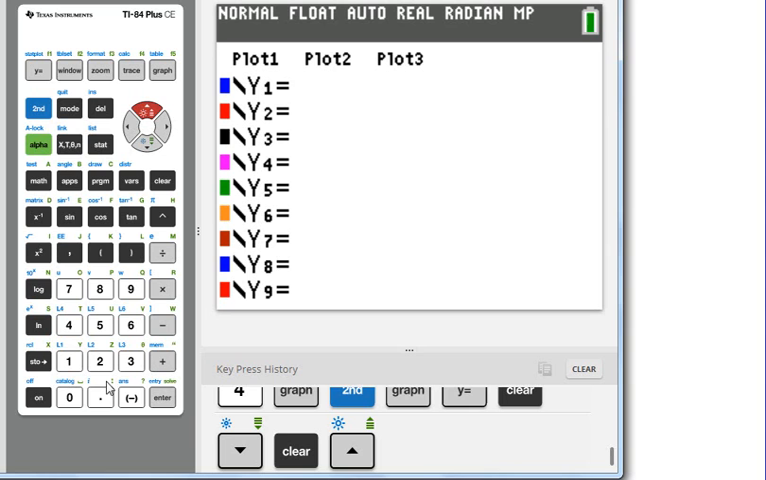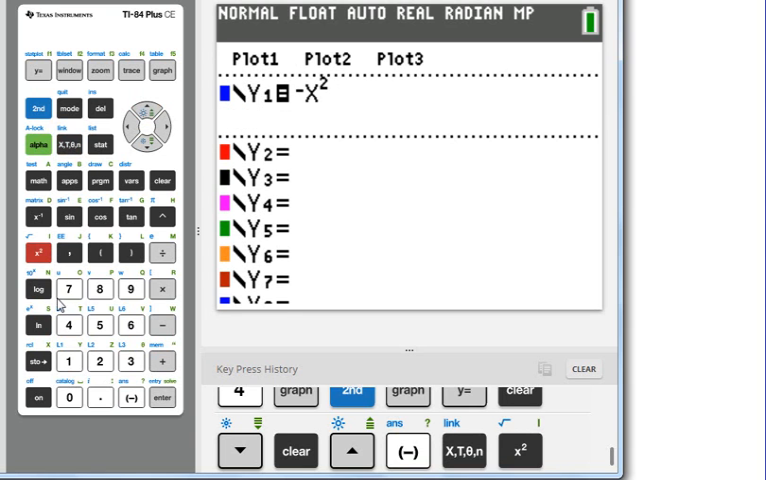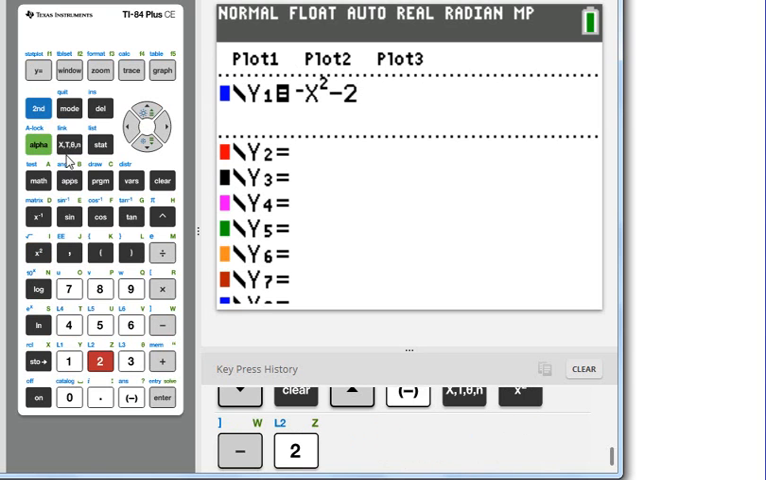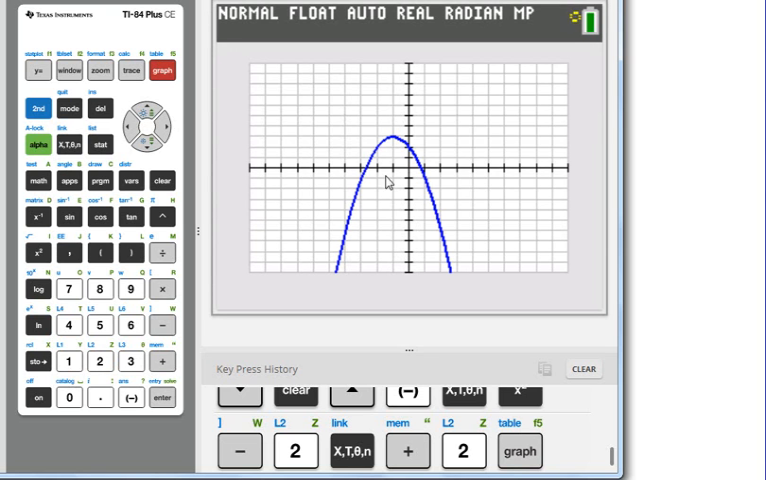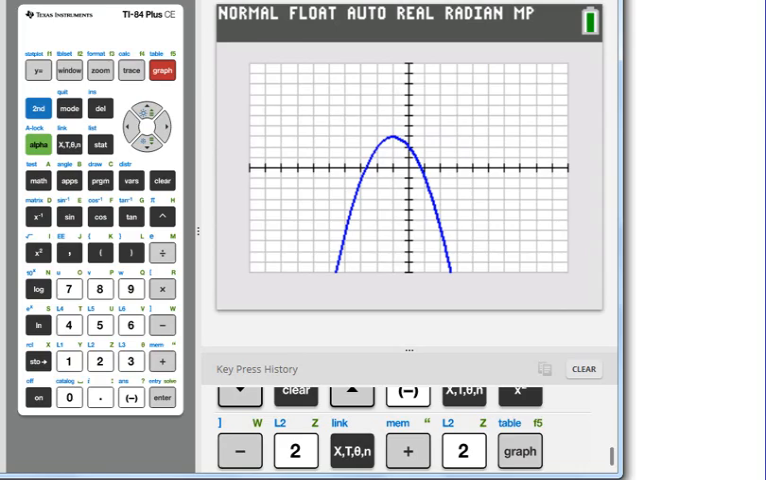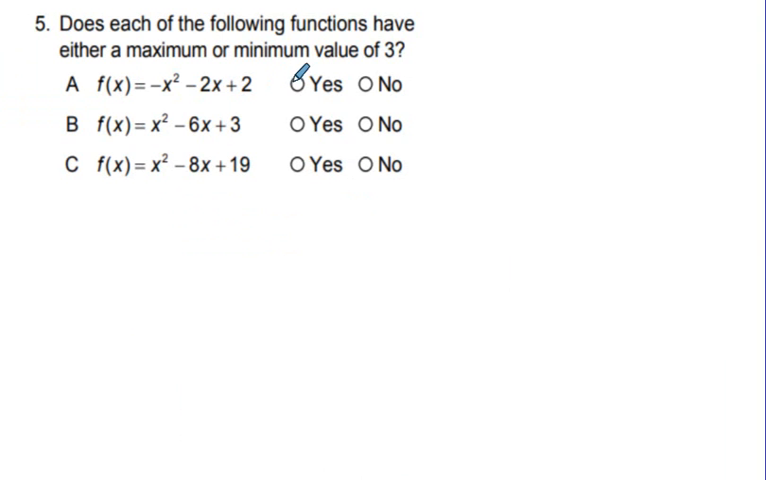Okay, the first one we have is negative x squared minus 2x plus 2. And the way the graph is set up, we have these lines, and here at y equals 3, we have a maximum. So that means our answer to A here is yes.